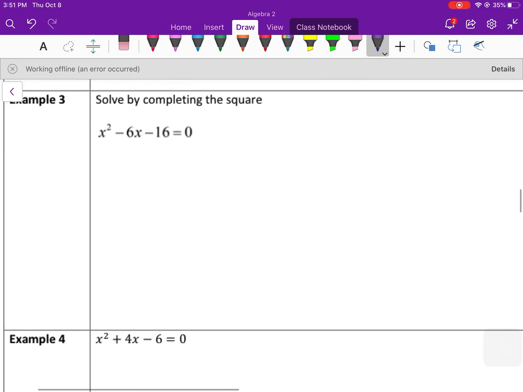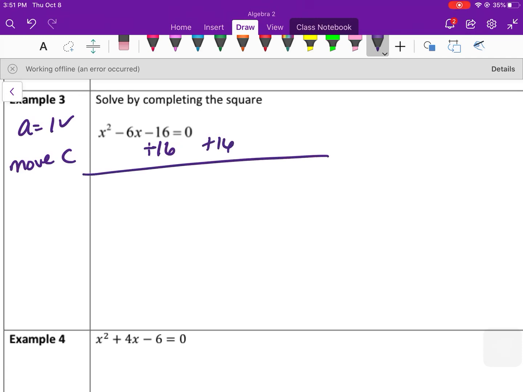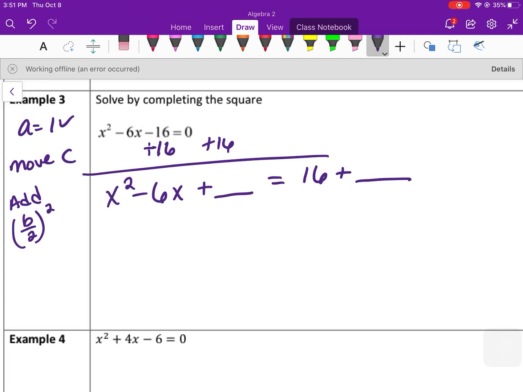All right, so here we go. First, is a equal to 1? Yes. So then the next step would be to move c, which is our 16. So I'm going to add 16 to both sides here. So we're going to get x squared minus 6x, and then I'm going to leave a plus blank here, and then 16 plus blank, because our next step is that we need to add the b divided by 2 squared to both sides. This is the completing the square step.